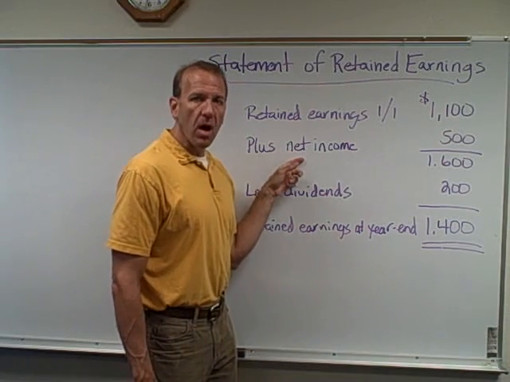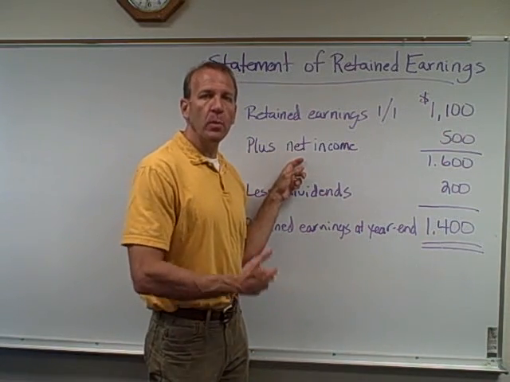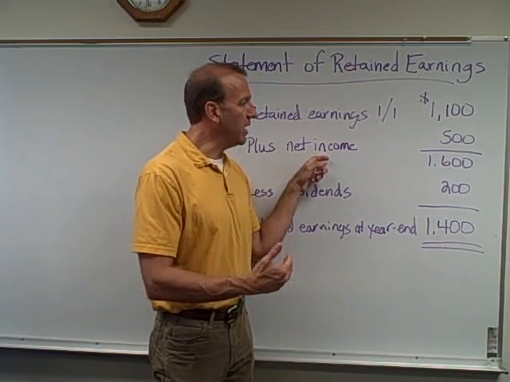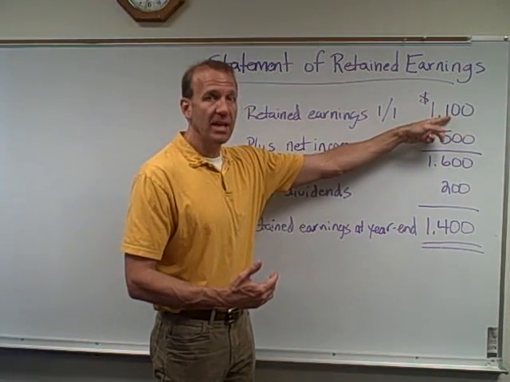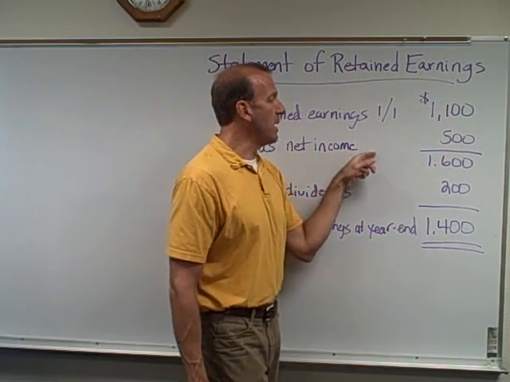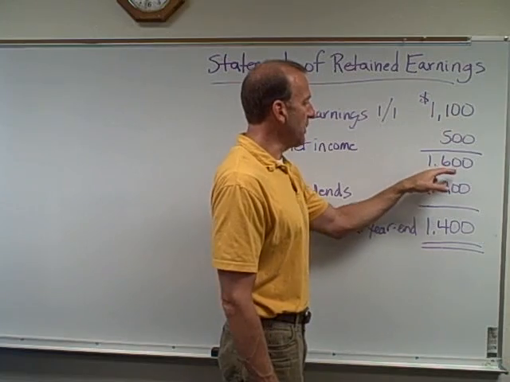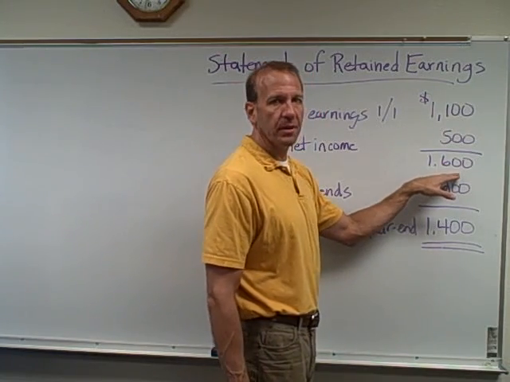Then the net income belongs to the owners. So that's part of their retained earnings. So the net income from the current year, just the current year, gets added in because previous years are already in that number. So the current year net income from our income statement would be $500 I put down here. So now we have a subtotal of 1,600.